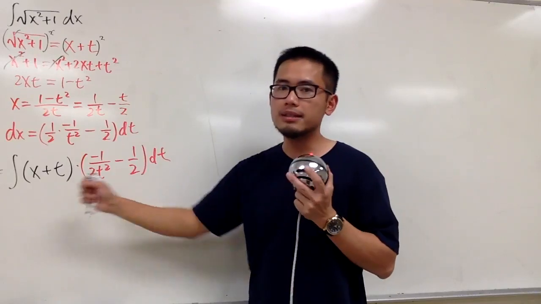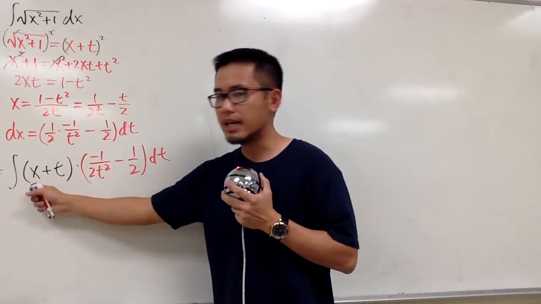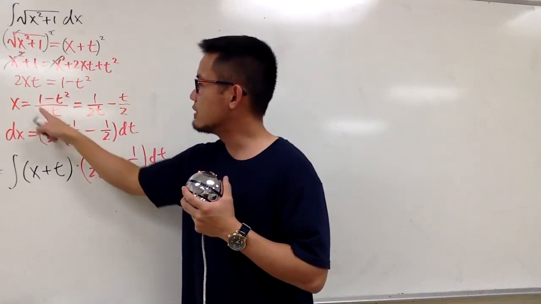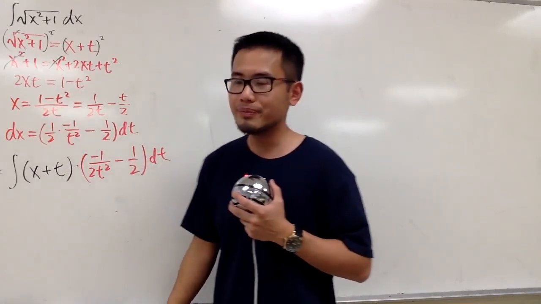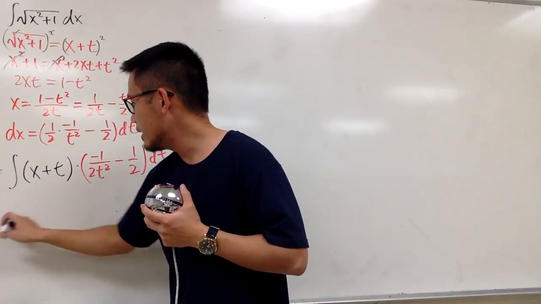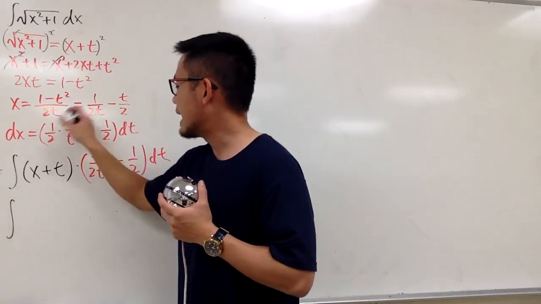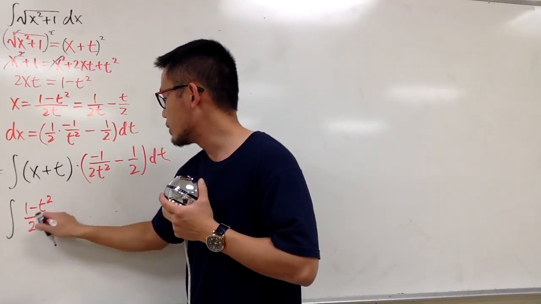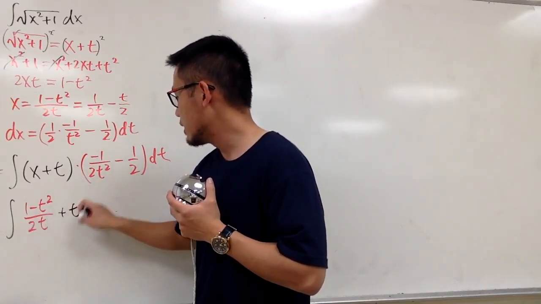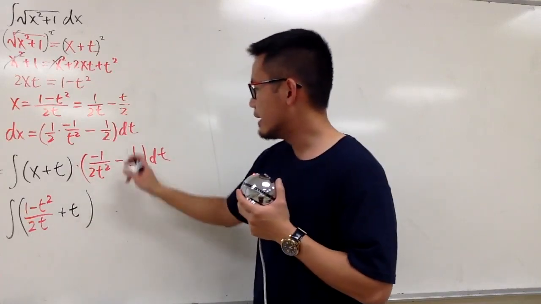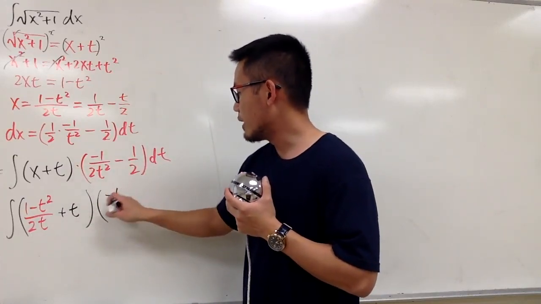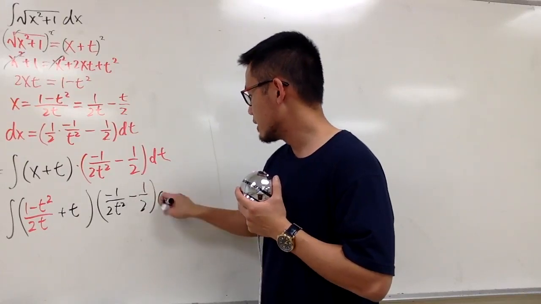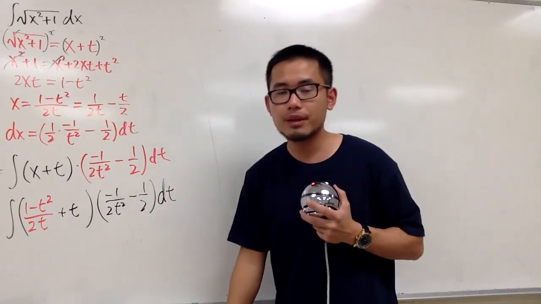This integral is in the t world. That means the x is not allowed. But we know what x is. x is this, and let me use this version to replace that x right here. So as you can see, this is going to be the integral. This x becomes that 1 minus t squared over 2t, and then we add t right here, and then we have the negative 1 over 2t squared minus 1/2, dt, just like this.